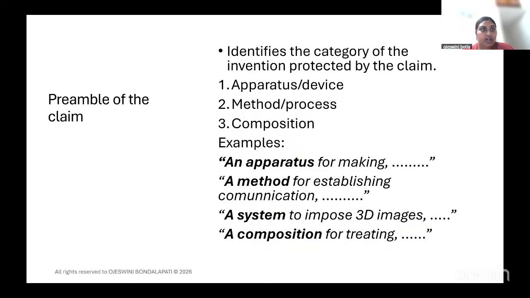So there are different kinds of claims: apparatus or device claim, method claim, and a composition claim. Composition, as I said, is used for pharmaceutical patents to define the drug composition. So examples: an apparatus for making, or a method for establishing communication, or a system to impose 3D images, a composition for treating diabetes or diabetes type 2, whatever it is.